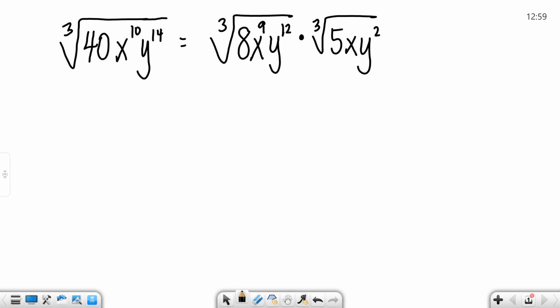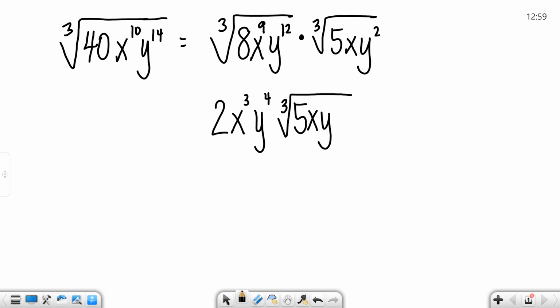Now this first radical I can simplify. The cube root of 8 is 2. The cube root of x to the 9th is x cubed. And the cube root of y to the 12th is y to the 4th. And then all of this stays inside this radical.